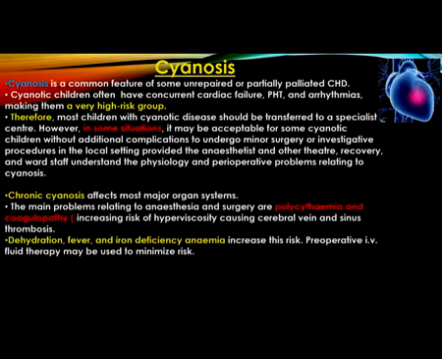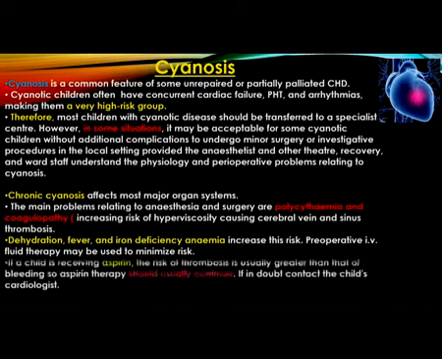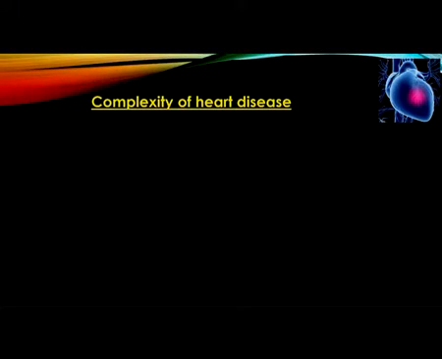Cyanosis. What is important regarding cyanosis is chronic cyanosis, which affects major organ systems. The main problems relating to anesthesia and surgery are polycythemia and coagulopathy, increasing the risk of hyperviscosity causing cerebral vein and sinus thrombosis. Dehydration, fever, and iron deficiency anemia increase the risk. Preoperative IV fluid therapy may be used to minimize this risk. Very importantly, aspirin should not be stopped. This is a common issue, usually, again, in most cases.